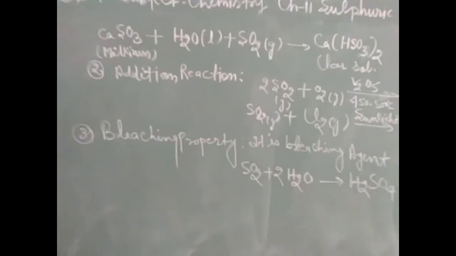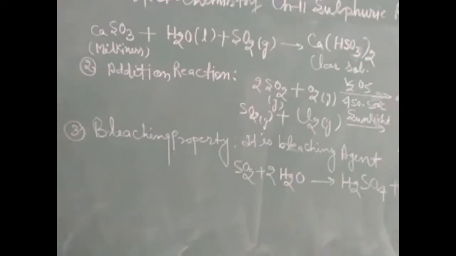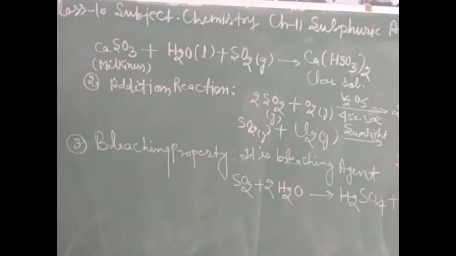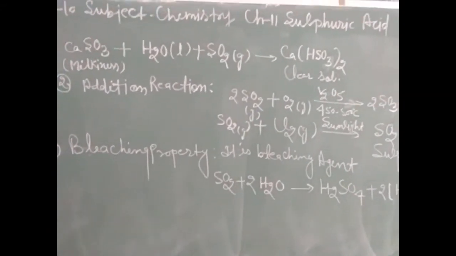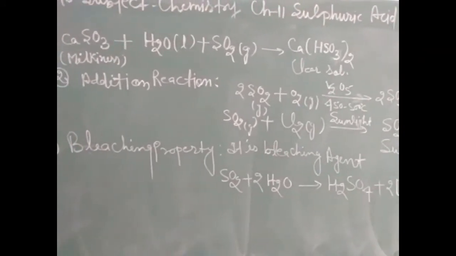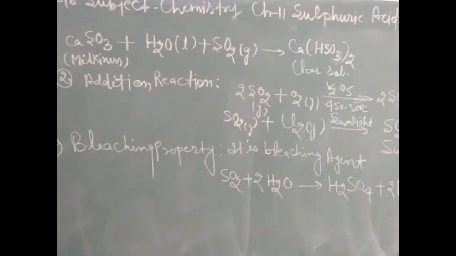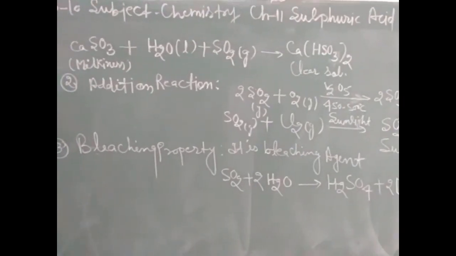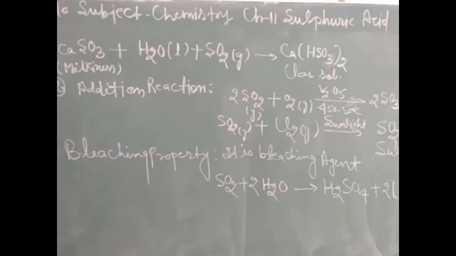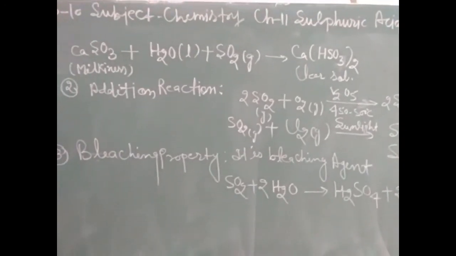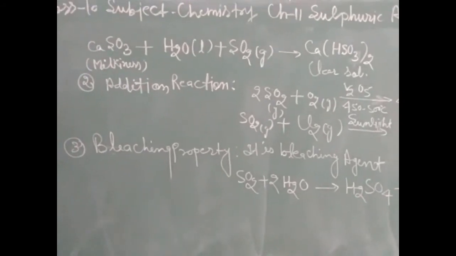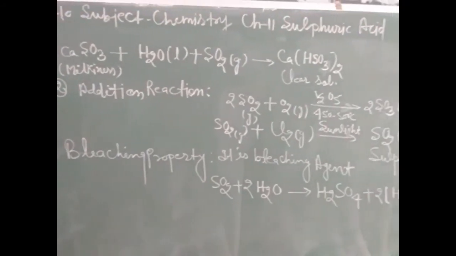Now second reaction: when calcium sulfite is formed in the above reaction, that is the milky color, and sulfur dioxide gas is again passed in excess, then calcium bisulfite is formed. We can observe that it is a clear solution, meaning the milky color of calcium sulfite has vanished.